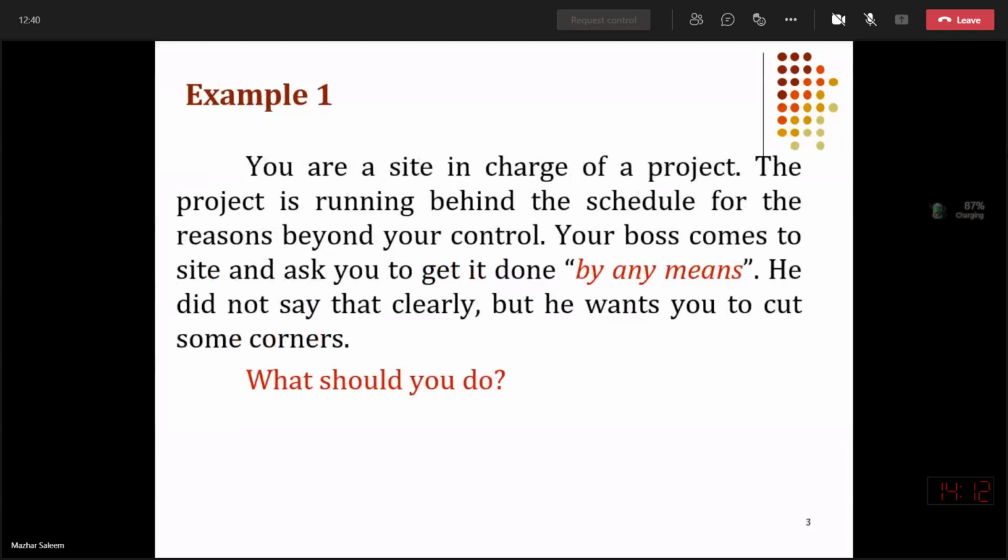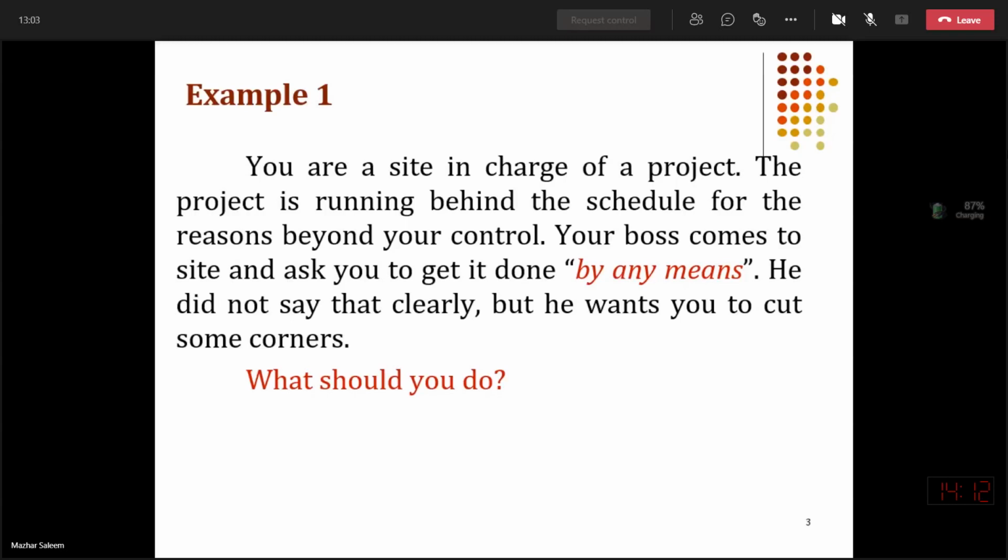First one, suppose that you are in charge of a project, you are working on a site, and the project is running behind the schedule, and the reasons are beyond your control, you cannot do anything about that. And your boss comes to the site and he asks you to get the project done by any means. Now, the emphasis is on by any means.